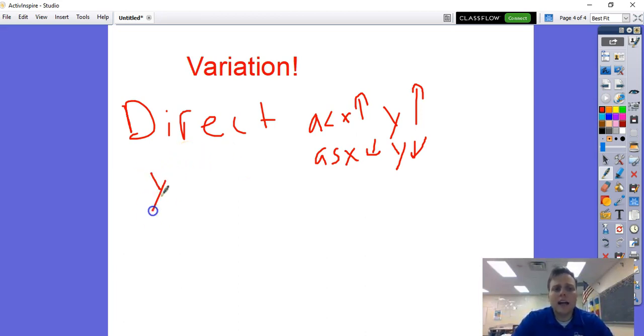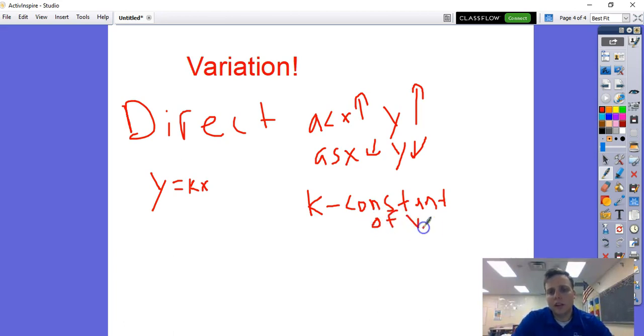Now, there's a formula for direct variation. That is y equals kx. We call k the constant of variation. You need to know that. K is called the constant of variation. And in most variation questions, that's what we're taking our time finding. We're taking our time to find the constant of variation.